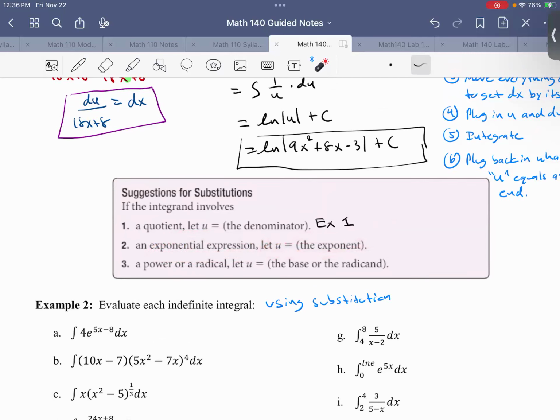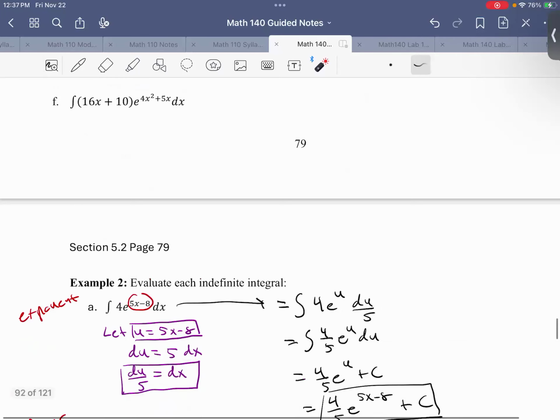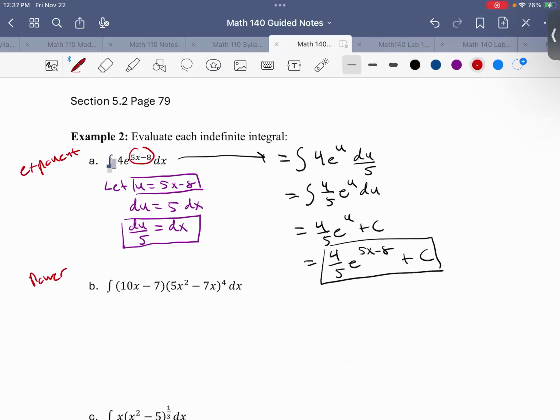So we have 10x minus 7 times 5x squared minus 7x to the fourth. Okay, so this is an example of a power where we choose u to be a power or radical. So it's the base of the radicand. So what we'll do here is choose u to be this base of the power, 5x squared minus 7x.